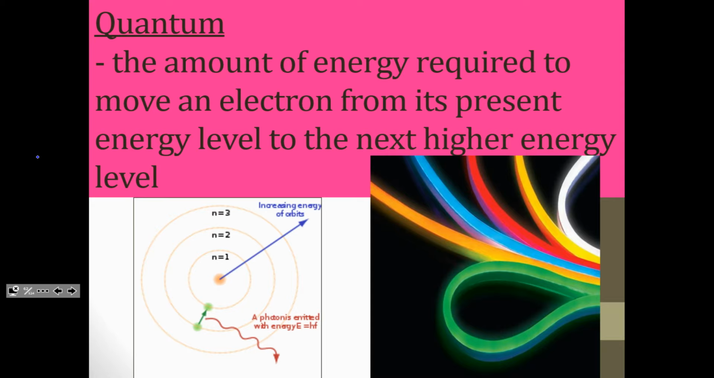Quantum is the amount of energy required to move an electron from its present energy level to the next higher energy level. So kind of like what Niels Bohr was saying about the planetary model with the different rings and the different shells. Similar idea. Electrons are going to jump from one to another, and that amount of energy that it takes to do that is called the quantum. So you have different amounts of quanta at different energy levels.